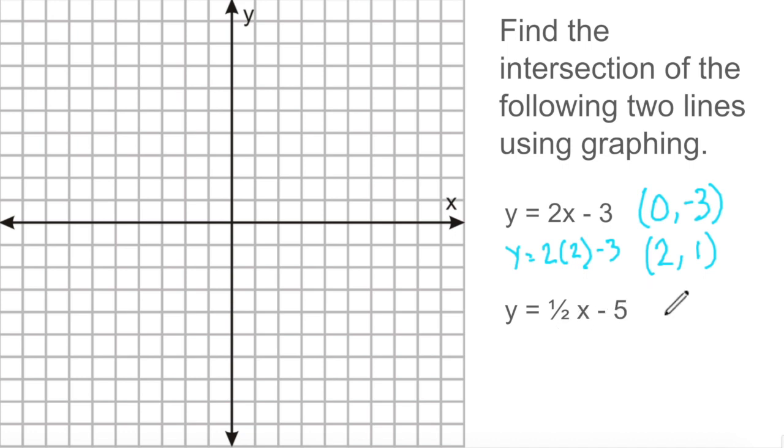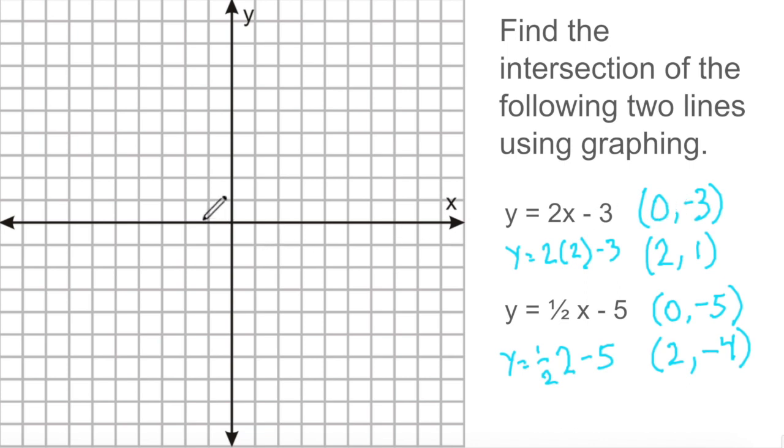Now let's find 2 points on this line. Negative 5 is the y-intercept, so (0, -5). And let's find another one. We'll use 2 for x again. y equals 1/2 times 2 minus 5. 1/2 of 2 again is 1. Minus 5 is negative 4. So those are our 2 points. We have 2 points on each line. Let's go ahead and plot those, and then we'll draw the lines.